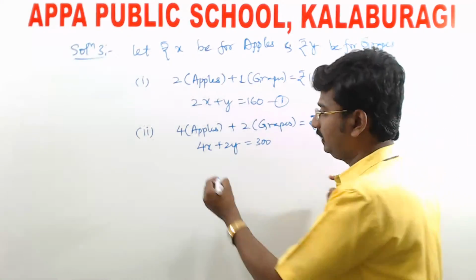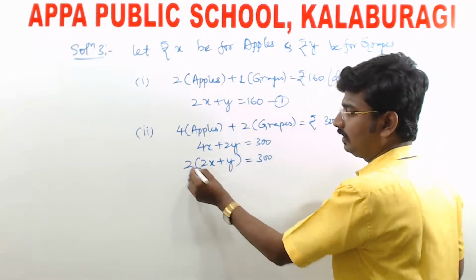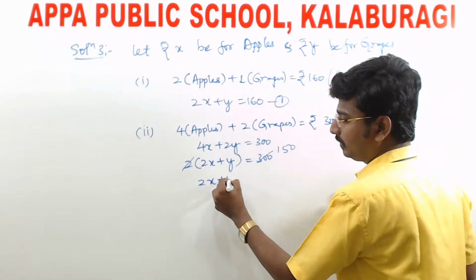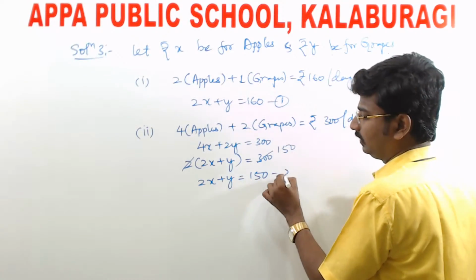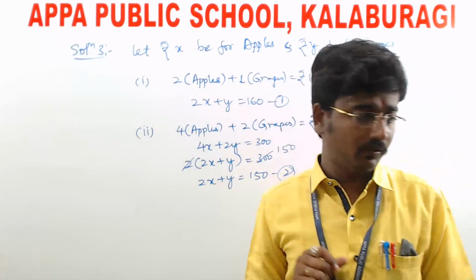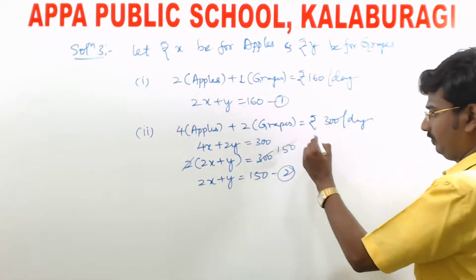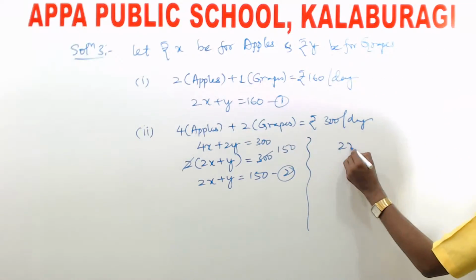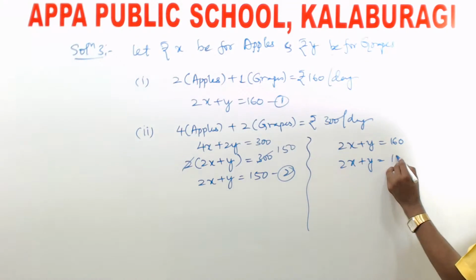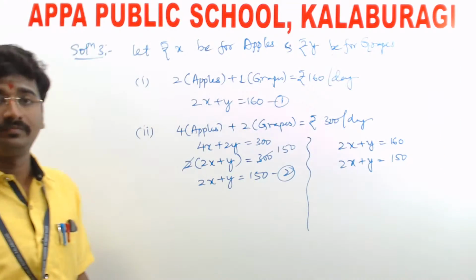Again, I can take 2 common here. 2x plus y equal to 300. 2 ones are 2, 2 150s are 300. 2x plus y equal to 150, equation 2. Now let me see whether we get any cost for x and y, whether the system is consistent or inconsistent. 2x plus y equal to 160, 2x plus y equal to 150. By looking at the equations only I can say the system is inconsistent.